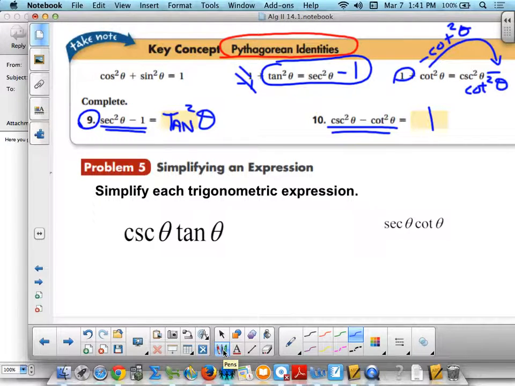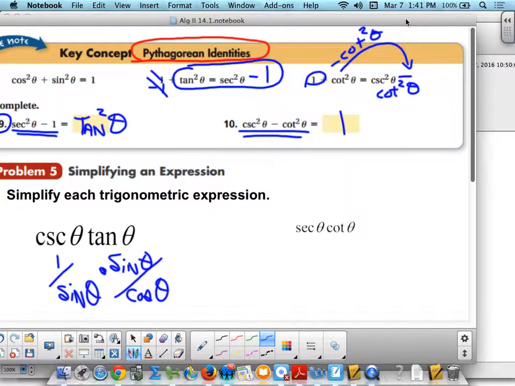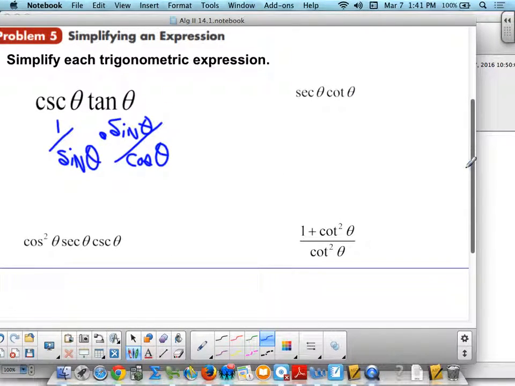1 over sine times tangent. What is tangent when it comes to sine and cosine? Sine over cosine. Now set the actual fraction times a fraction, simple, right? If we can cancel, we'll cancel.